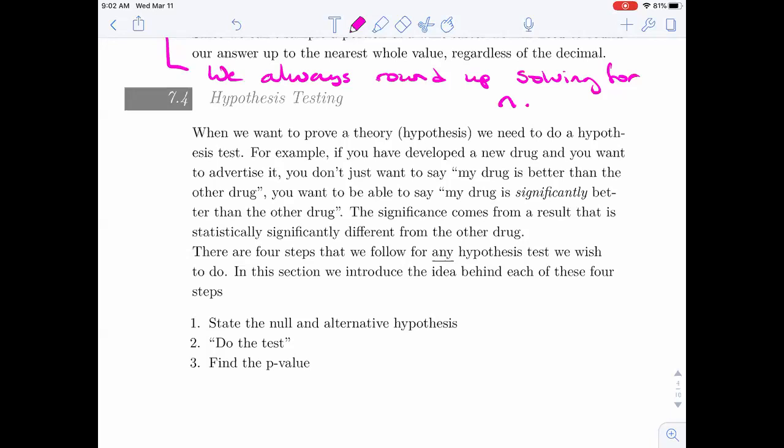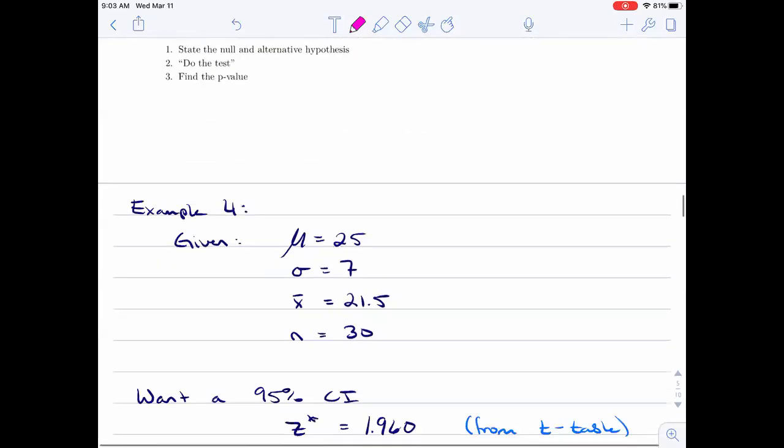Step three, find the p-value. We haven't called them p-values, but p-values are just the probability of seeing something as extreme or more extreme than what you saw. If we've got an odor threshold of 21.5, what's the probability of seeing something more extreme than that from 25? Well, that's the area under the curve that's less than 21.5. So p-values will always be areas in the tail. Could be both tails, could be one tail. We'll talk about that. But finding the p-value, we already know how to do, and that's why we spent so much time doing z-scores and finding areas under the curve. It's to lead us into being able to find p-values and understanding what p-values are.